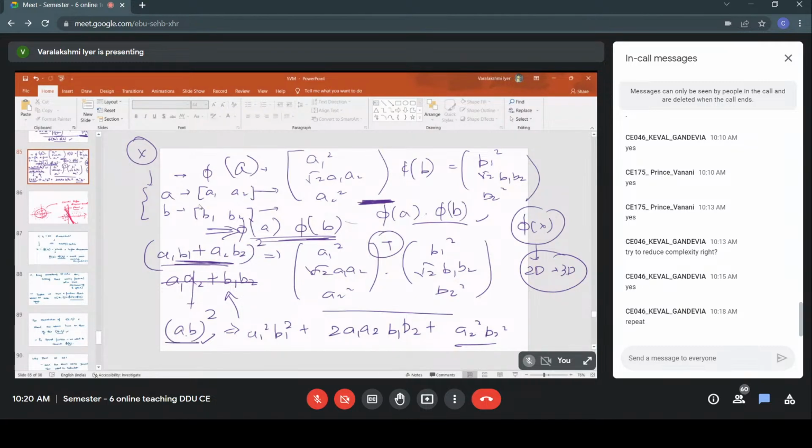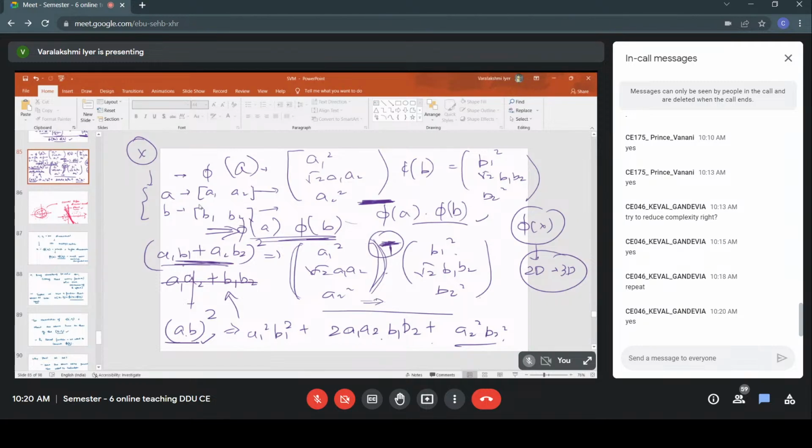So suppose phi of A is a1 square, root 2 a1 a2, a2 square, and phi of B is b1 square, root 2 b1 b2, b2 square. Now we want to perform the product of these. Both have similar dimensions, so we'll perform the transpose of one and take the product of both. Ultimately the product will be a1 square b1 square, plus 2 a1 a2 b1 b2, plus a2 square b2 square, which is ultimately (a1 b1 plus a2 b2) the whole square. Yes or no?